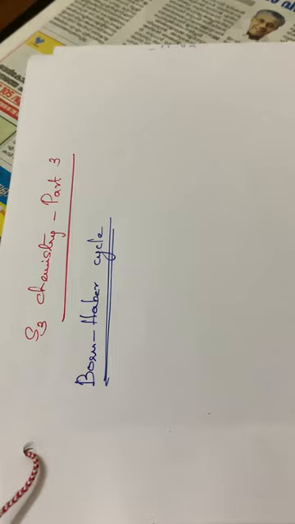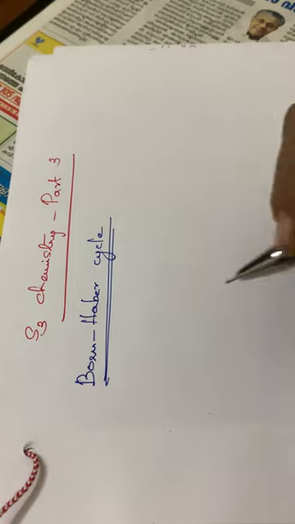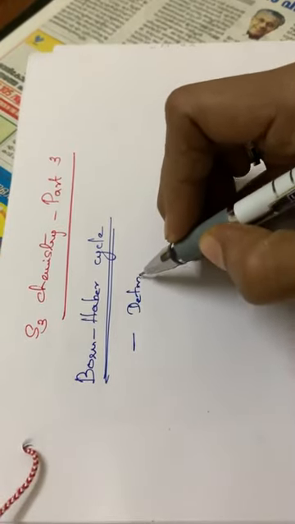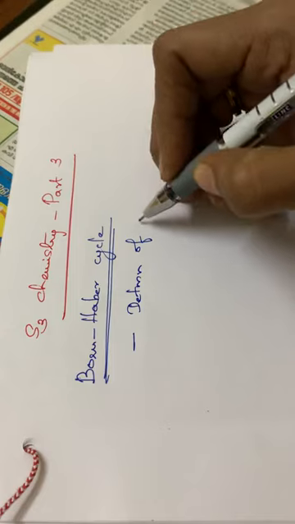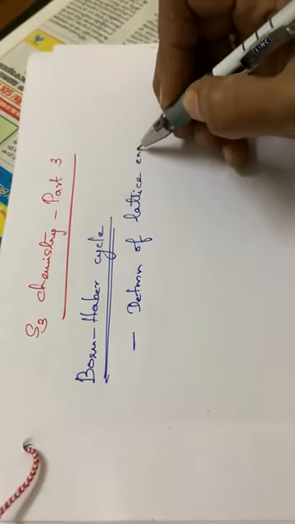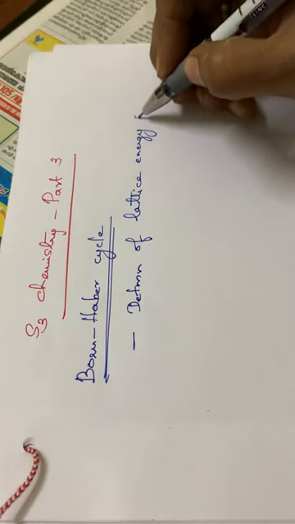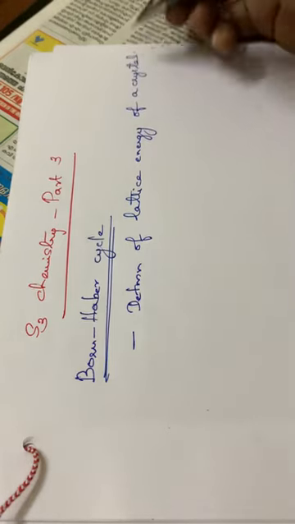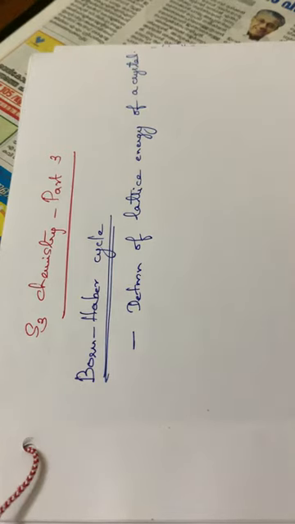You have studied it in your plus 2 classes, isn't it? Born-Haber cycle. What is the purpose of this Born-Haber cycle? It is used for the determination of the lattice energies. Used for the determination of lattice energy of a crystal. That is the main purpose of this Born-Haber cycle.